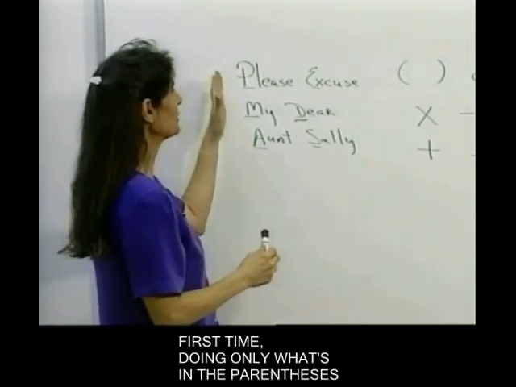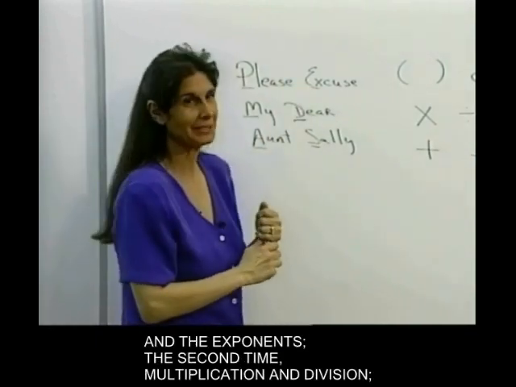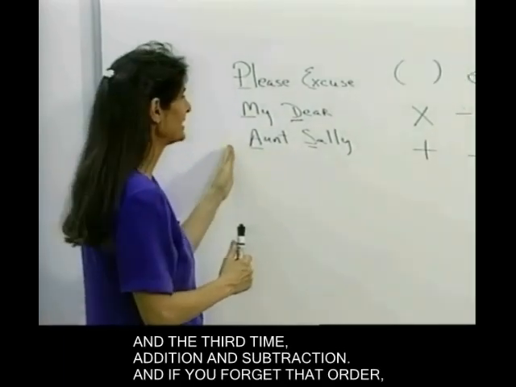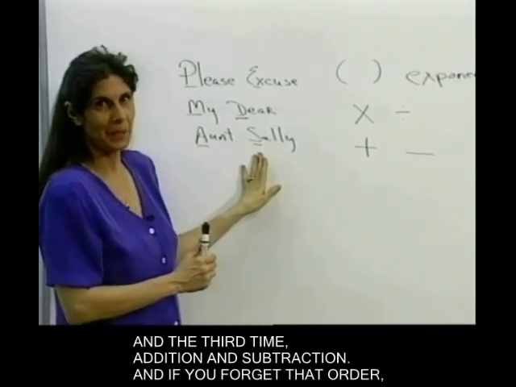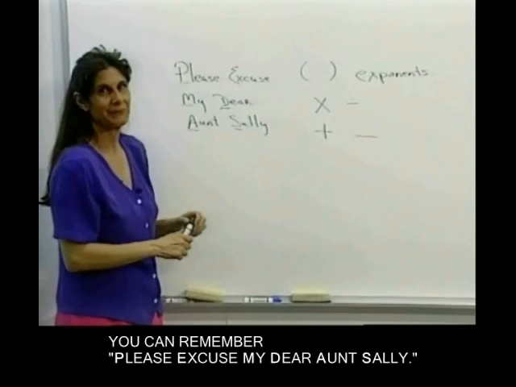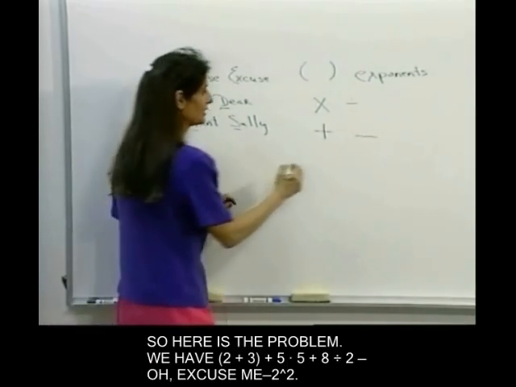First time doing only what's in the parentheses and the exponents. The second time multiplication and division. And the third time addition and subtraction. And if you forget that order, you can remember, please excuse my dear Aunt Sally. So here is the problem.